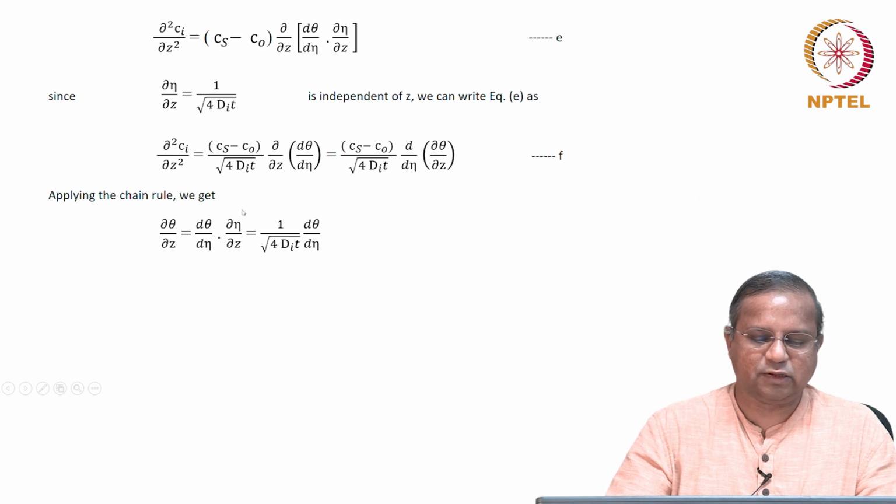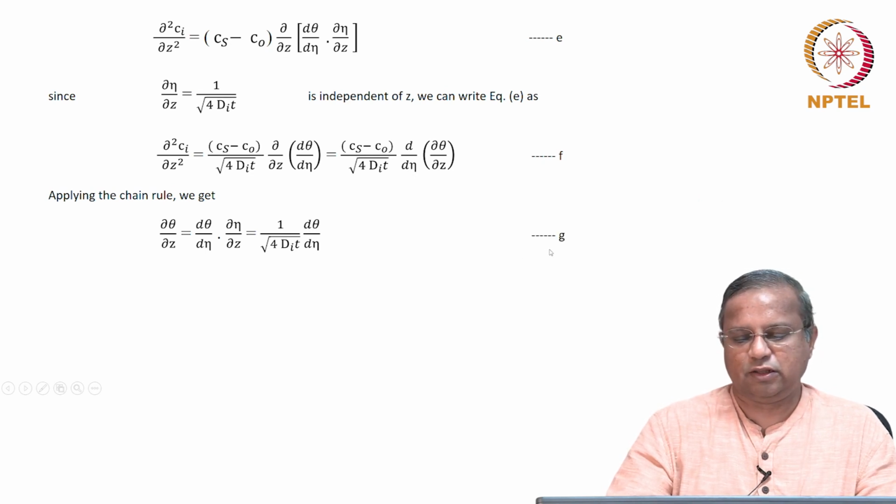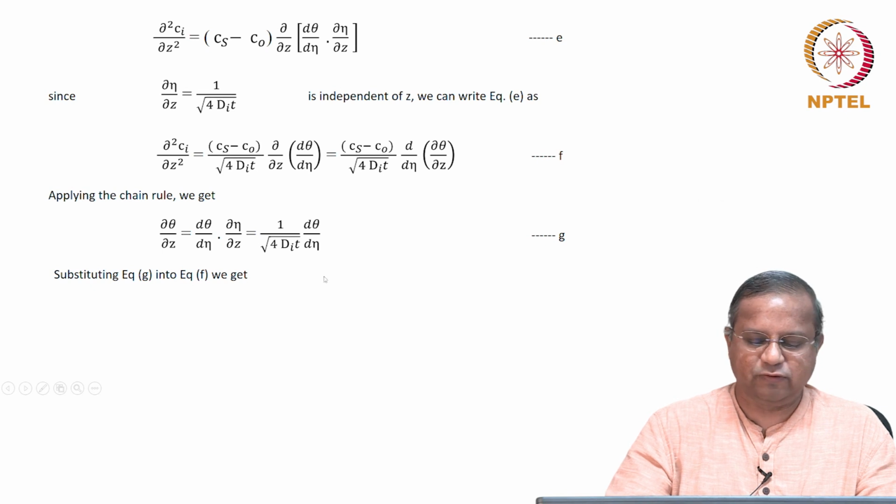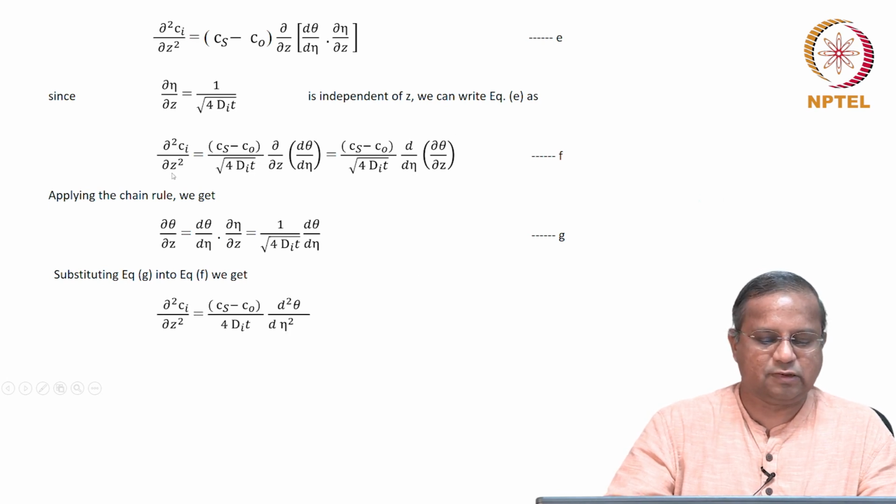Dou eta by dou z is nothing but 1 by square root of 4 Dit. So, that comes in here, the remaining is d theta by d eta. We will call this G, and if we substitute G into F, that is we are substituting for this, then we get dou squared Ci by dou z squared equals Cs minus C naught by 4 Dit, there is a square root there and square root here, they will combine, d squared theta by d eta squared. So, this is what we get for the second derivative H.